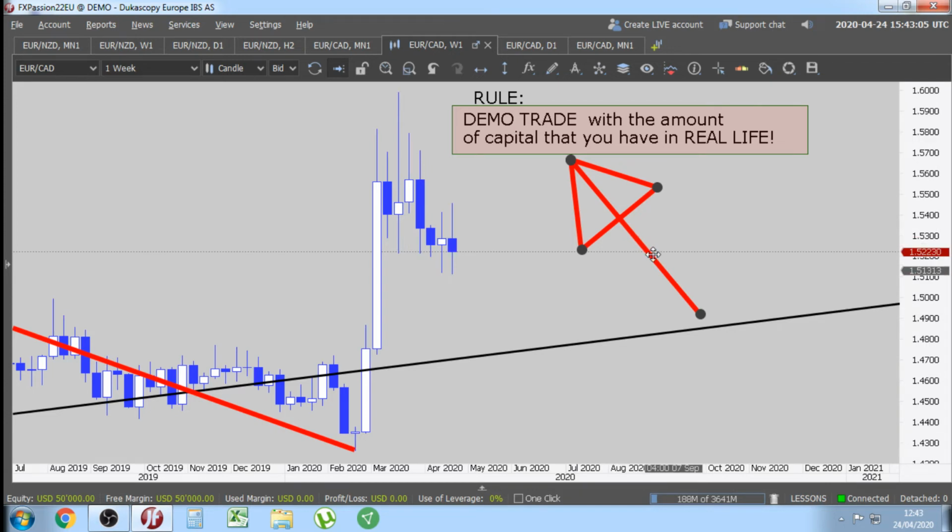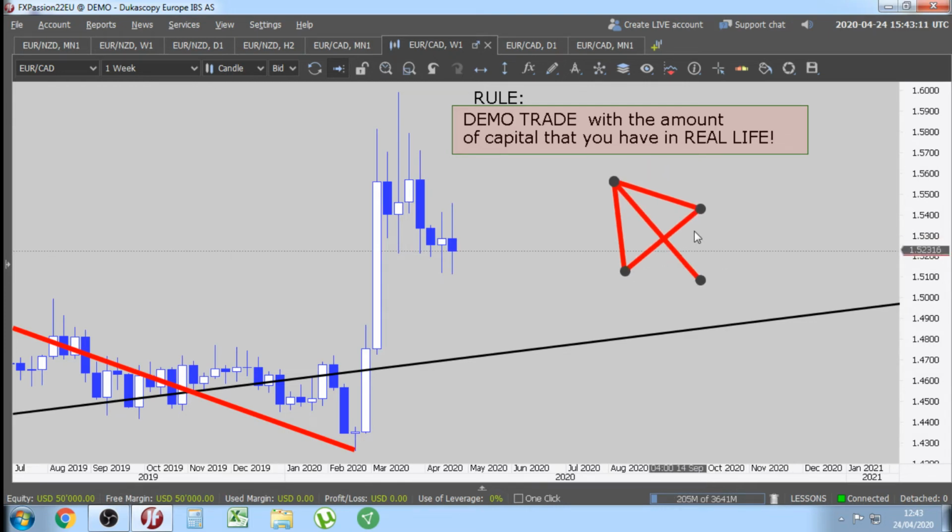And you can almost never enter on the weekly and the monthly. So demo trade with the amount of capital that you have in real life.